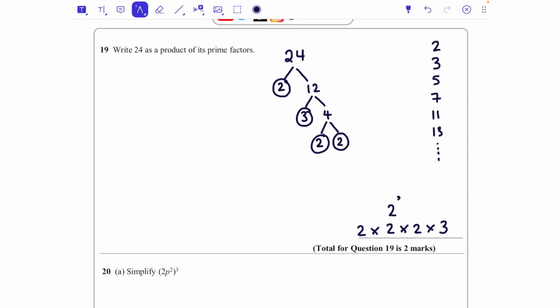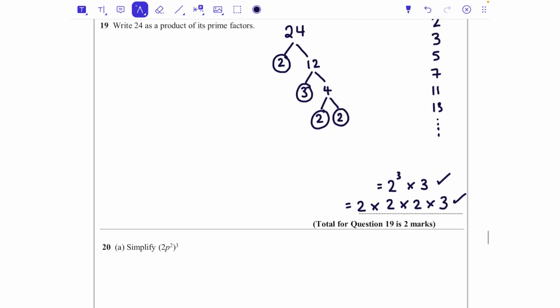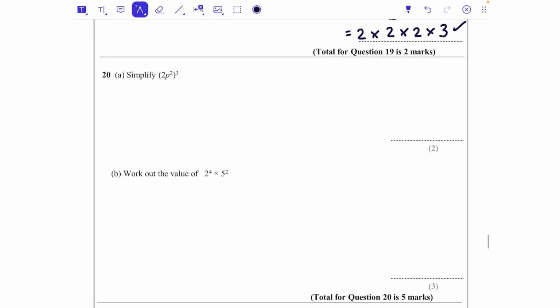Now you might choose to write that as 2 cubed times 3. And if it said write your answer in index form, you would have to do that to get the final mark. In this case, either of these would be okay for the mark. So that's great. Well done if you got those.